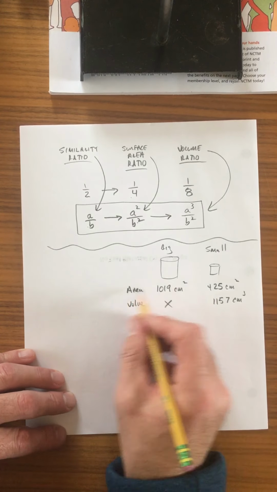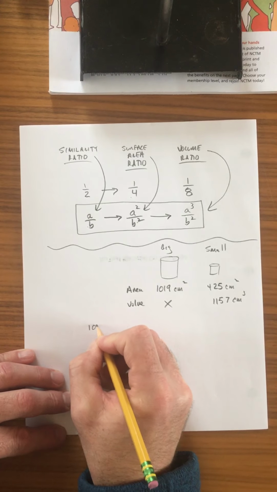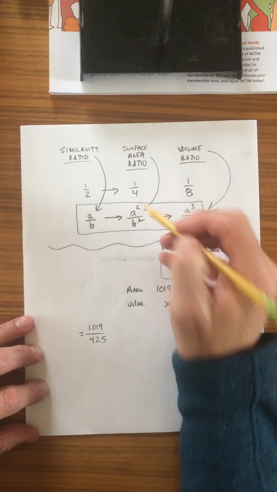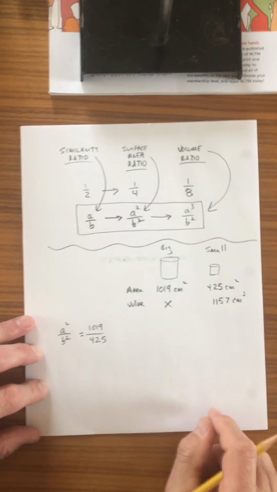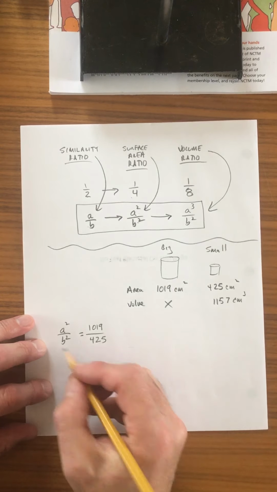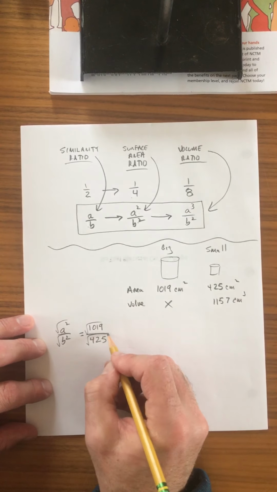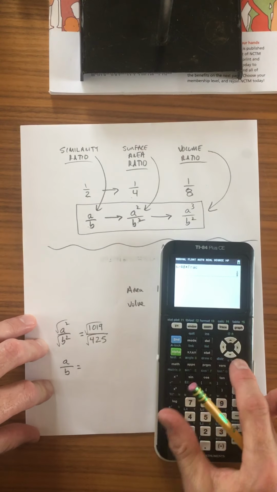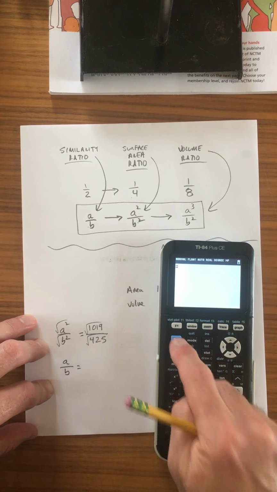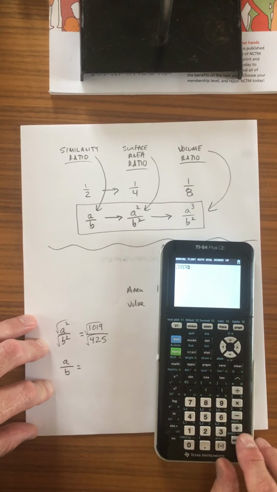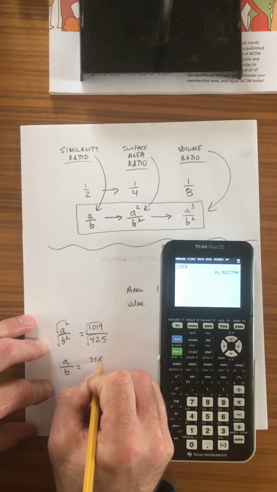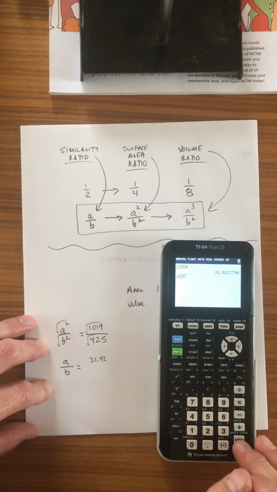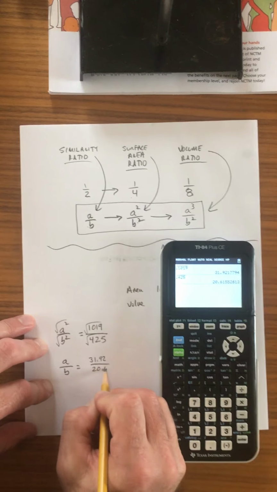All right, so we know that the area ratio is 1019 over 425. And we know that the area ratio is A squared over B squared. So what we can do is take the square root and determine the A over B. So let's do that. The square root of 1019 is 31.92, and the square root of 425 is 20.62.